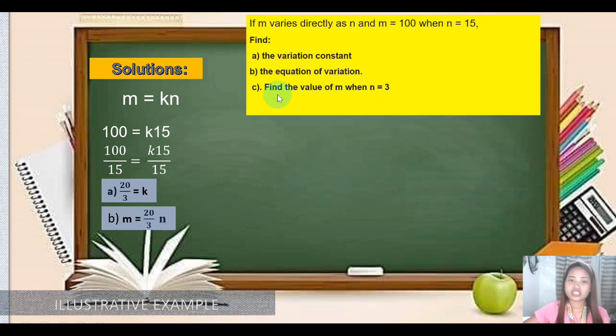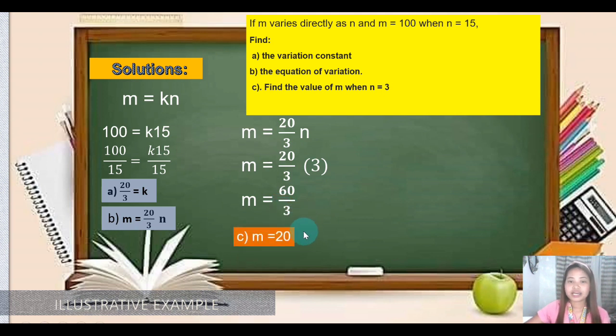Okay, since we have the condition, find the value of M when N is equal to 3, we are going to use this equation in order to find the value of M. So we have M is equal to 20 over 3 N. Then substitute the value of N, which is 3. So it will become 20 over 3 multiplied by 3. All you have to do is multiply 3 to the numerator and just copy the denominator. So therefore, it will become 3 times 20, which is 60 over 3. So the answer is, the value of M is 20.